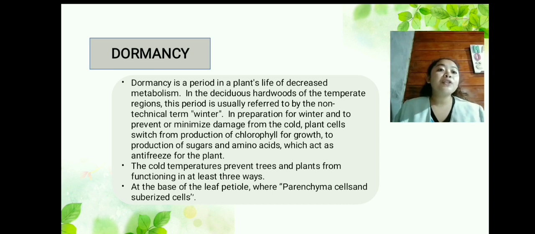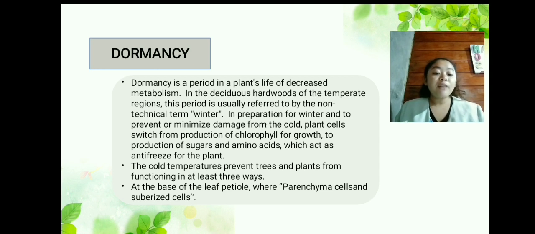The cold temperatures prevent trees and plants from functioning in at least three ways. Water would freeze in plant tissues causing cell rupture, or the water in the upper soil layers often freezes, making absorption impossible. The last is that the low temperatures are far below what is necessary for the proper function of the enzymes that control a tree's metabolic processes such as photosynthesis and respiration. To avoid these environmental limitations, trees prepare for dormancy in the autumn.